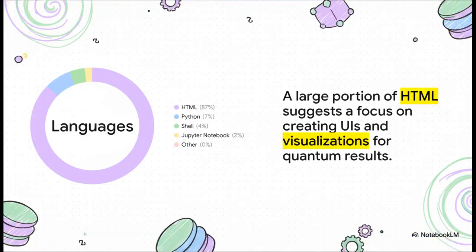So if you glance at the languages being used, you see some things you'd expect. Python, Jupyter Notebooks. Yeah, that makes sense for science. But wait a second. HTML? A massive 87%? What's that all about? Well, it tells you they're putting a huge emphasis on building user interfaces and ways to visualize the data. They want to make the results from these crazy experiments something a human can actually look at and understand.